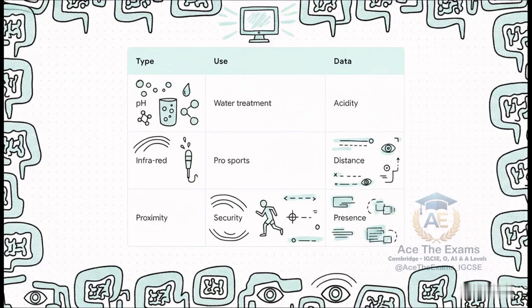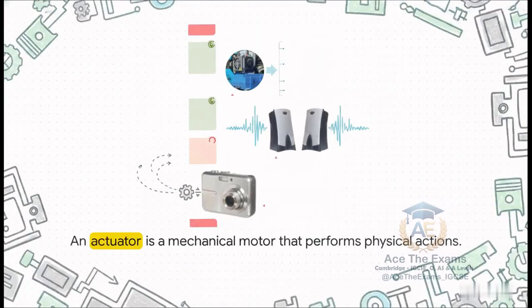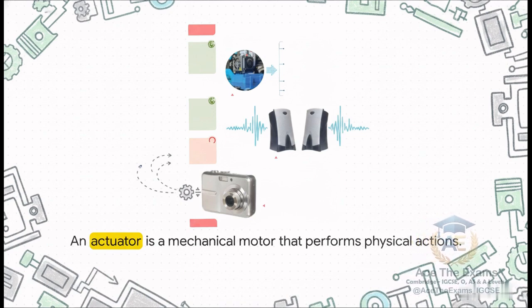Or consider a proximity sensor, detecting the physical presence of objects in a high-tech security system without any physical contact at all. Once the computer's brain takes in and processes all that sensory data, it very often needs to react in the physical world. To do this, it uses an output device called an actuator. An actuator is essentially a mechanical muscle. When the CPU sends the electrical command, the actuator physically moves.